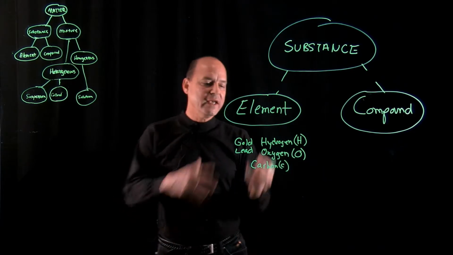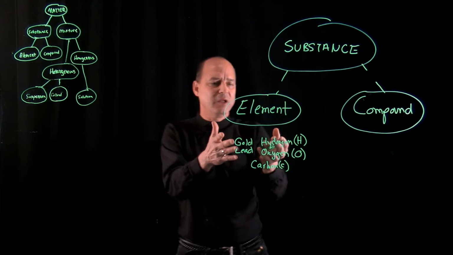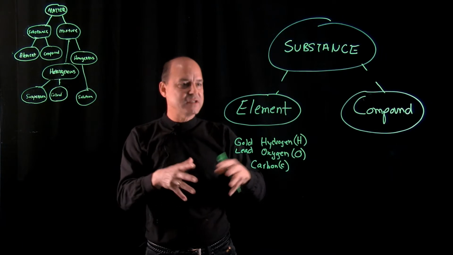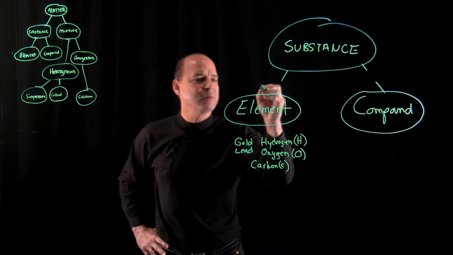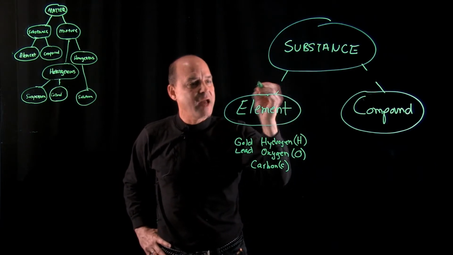All right, so anything that you can find on the periodic table is going to be an element. So if you have a big pile of this element, then all of the atoms in that pile are the same. So the relationship between substance and element is that all atoms are the same.